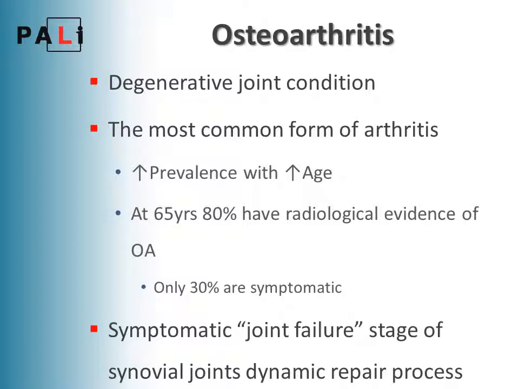And osteoarthritis is quite simply the joint failure stage of the repair process of synovial joints. That means we're constantly repairing our joints, where we put wear and tear and strain through them. But eventually this process becomes abnormal and causes symptoms such as extra bone growth and pressure around the joints, and we'll go through some of the radiographic changes a little later on.